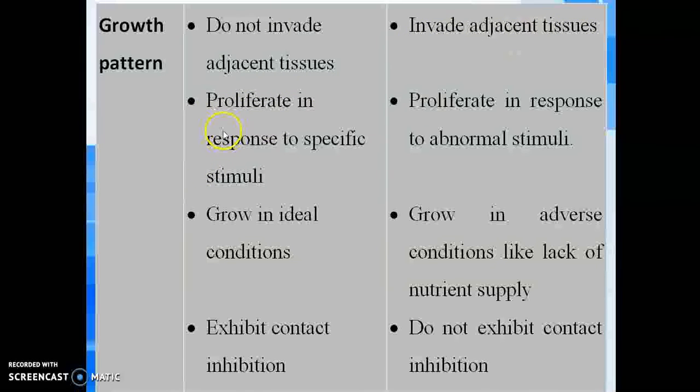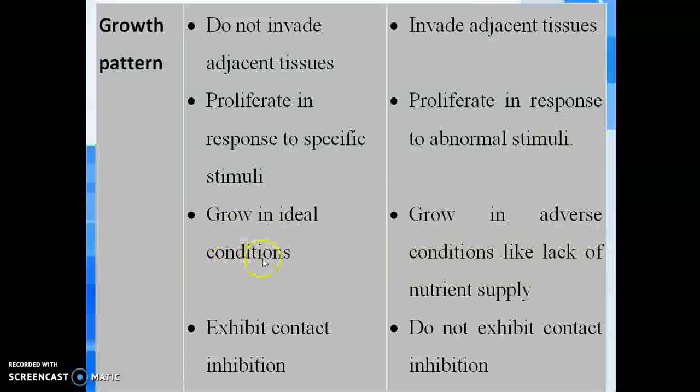Normal cells proliferate in response to specific stimuli. For example, we have a wound in our leg. So in order to repair the wound, the stimuli will be produced, and until the repair is over, the stimuli will be there. After complete repair, the particular stimuli will stop. Then further proliferation will not happen. But in cancer cell, that will not happen. They proliferate in response to abnormal stimuli.